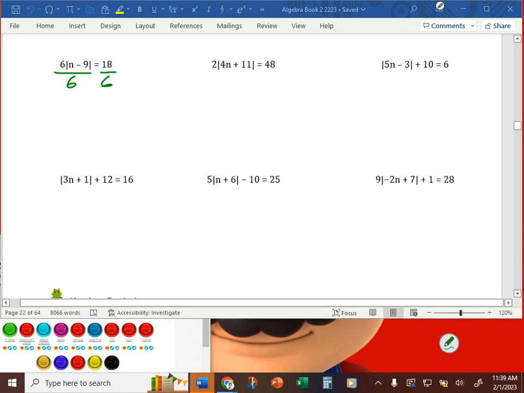Okay? That does say 6 times the absolute value of n minus 9. However, because they're not parentheses, they don't have the same properties, we can't distribute. We do need to divide both sides by 6 to cancel it out. Okay? And that leaves us with the absolute value of n minus 9 equals 3.